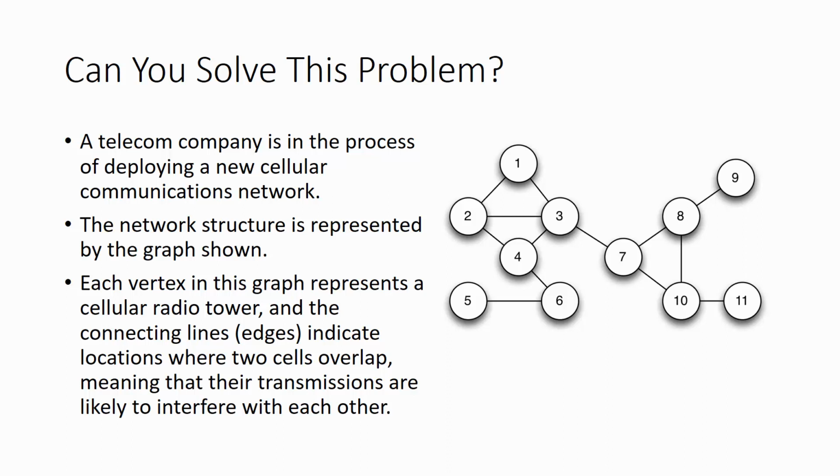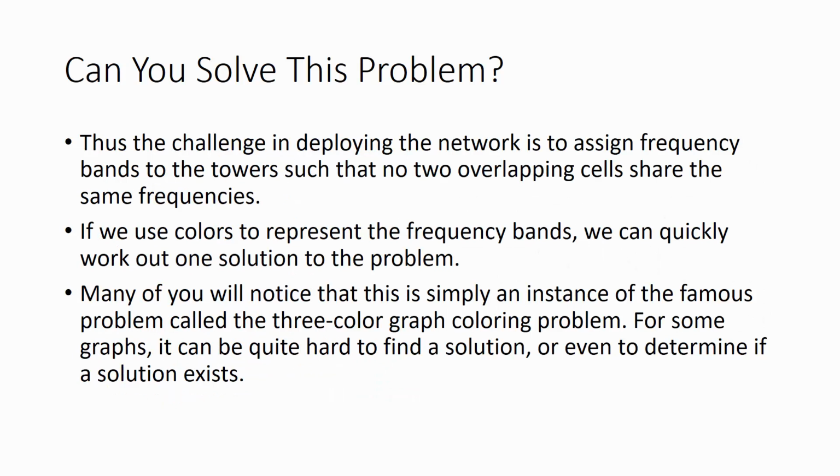As you know, if two of your friends use the same frequency on their radios, their radio sets will interfere with each other. So this is a kind of interference graph where you have to figure out a way of designing the cellular network. Now, obviously, the solution is to assign frequency bands to towers such that no two overlapping cells share the same frequencies. The most obvious solution is, if you have infinite frequencies available in your band, you could simply assign each tower a completely different frequency.